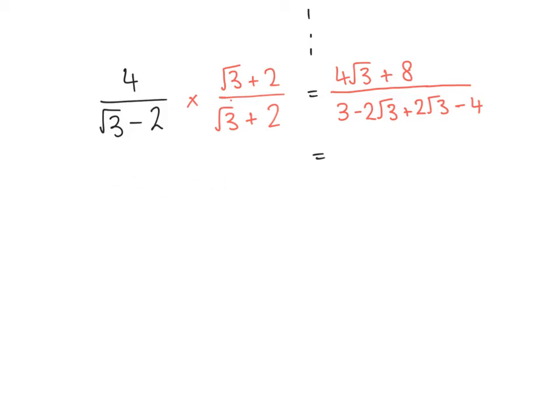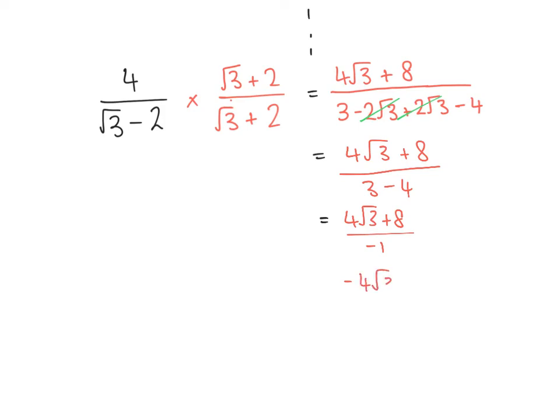Then we simplify. You'll see that we've got a minus 2 root 3 and a plus 2 root 3, so they can cancel out. So then we've got 4 root 3 plus 8 on the top. And on the bottom we've got 3 minus 4. So it's 4 root 3 plus 8 over minus 1, which equals minus 4 root 3 minus 8.